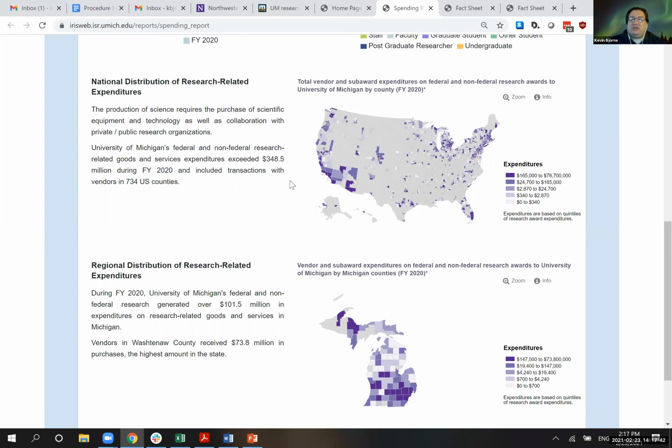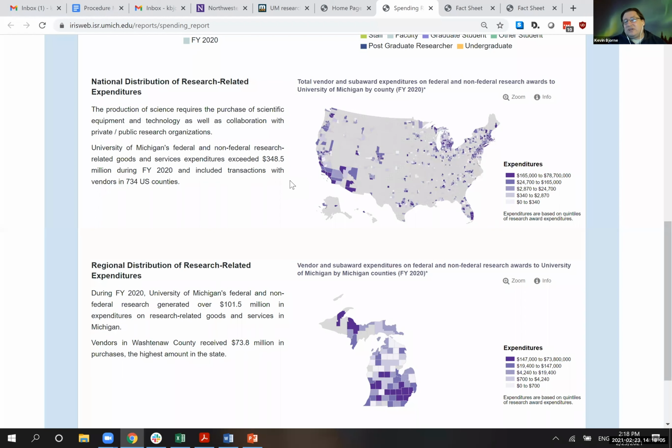We do it at the national level and at your state level. So when I say your state level, the state that your home university is in. So in this case, we're seeing Michigan. And then we also identify who are the top recipients of that funding in these different counties and how much they've received. And again, this data can be all customized.